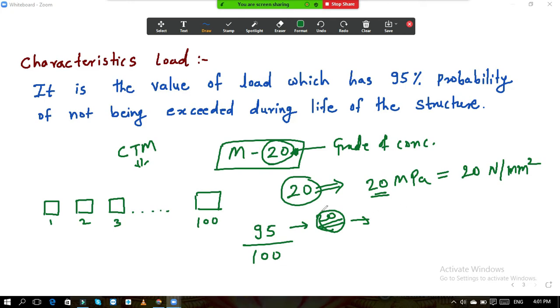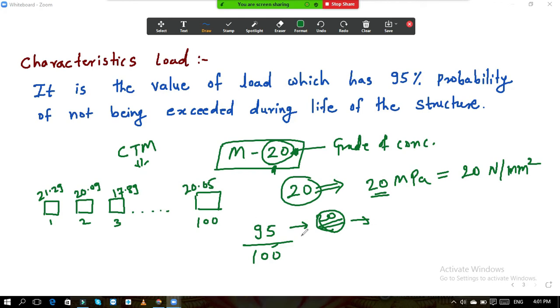Are you getting my point? Suppose your first cube gives you a strength of 21.29. The second cube is 20.09. The third cube, suppose, gives 17.18. Likewise the 100th cube gives you 20.05. So if 95 cubes give you a strength of 20 or above, then for M20 grade of concrete, this 20 is nothing but your characteristic strength.